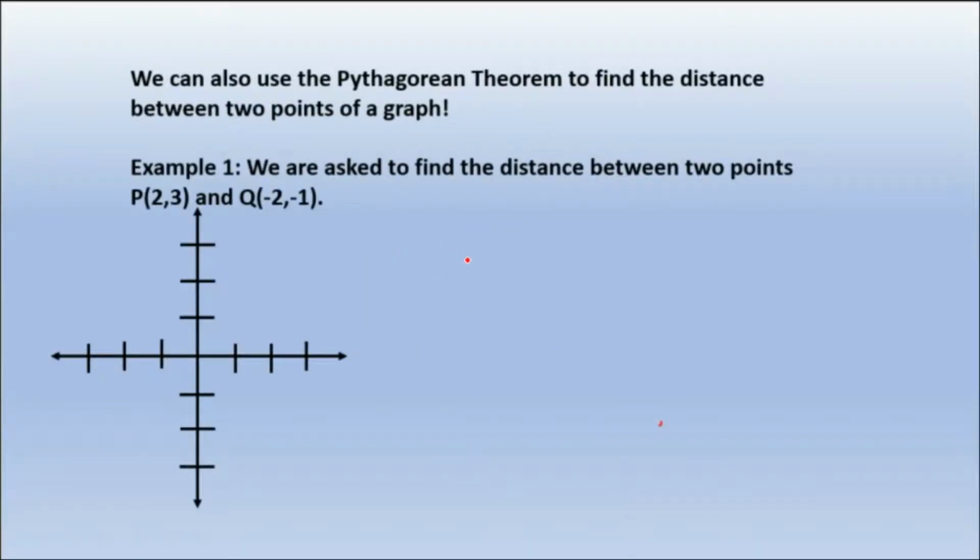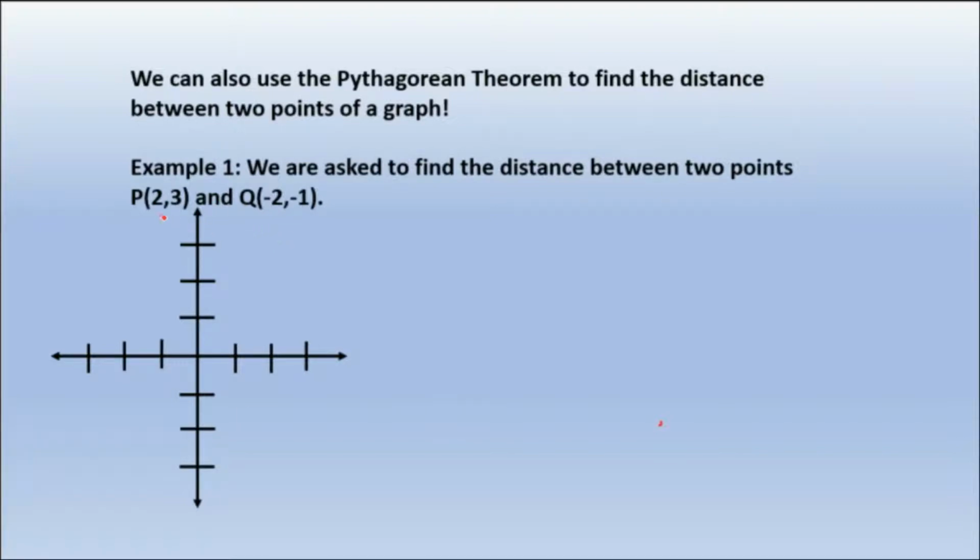Alright, so in my last video we used the Pythagorean Theorem to find the length of a hypotenuse of a right triangle, but we can also use it to find the distance between 2 points on a graph. To do that, we're going to plot the 2 points and then make a right triangle out of them. So first let's plot these points here.